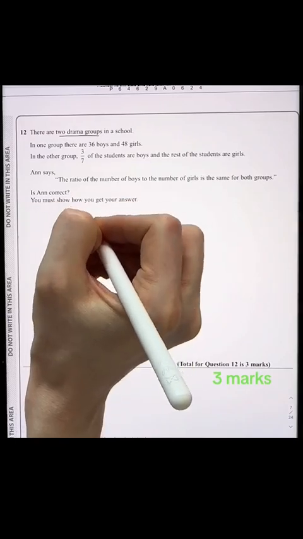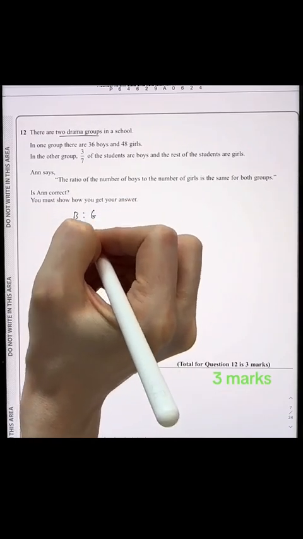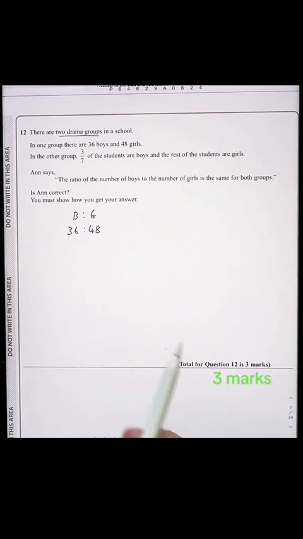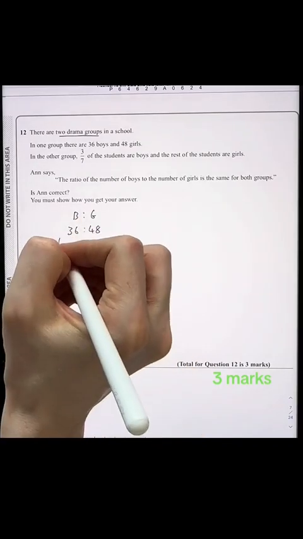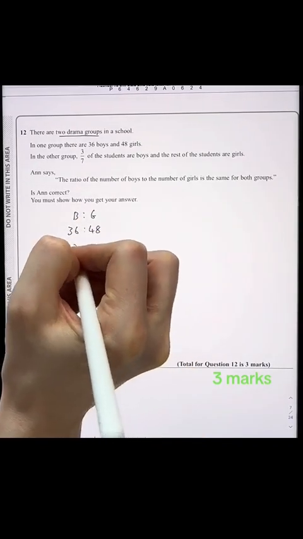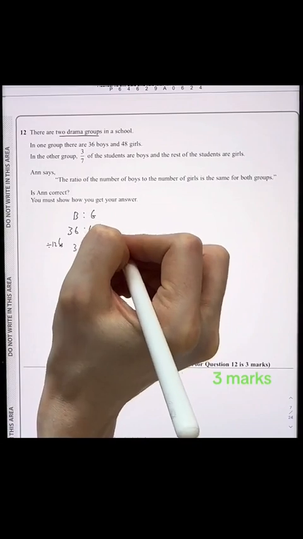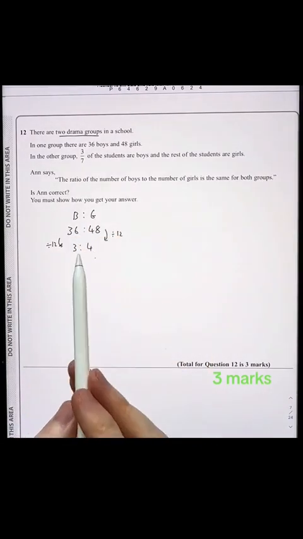So looking at the ratio of boys to girls, therefore would be 36 to 48. Simplifying our ratio, I can see that both 36 and 48 are divisible by 12. So I can divide both sides by 12. On the left-hand side, 36 divided by 12 gives us 3. And the right-hand side, 48 divided by 12 gives us 4. So the ratio of boys to girls in one group is 3 to 4.